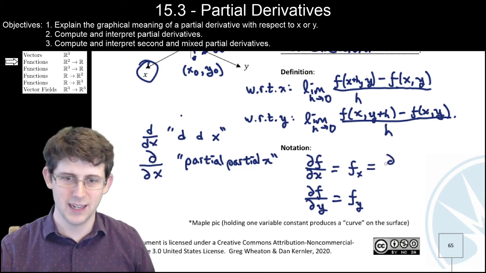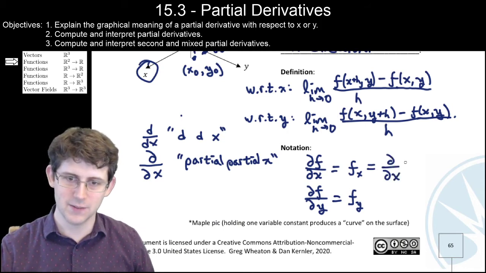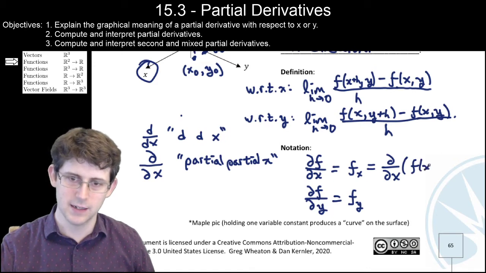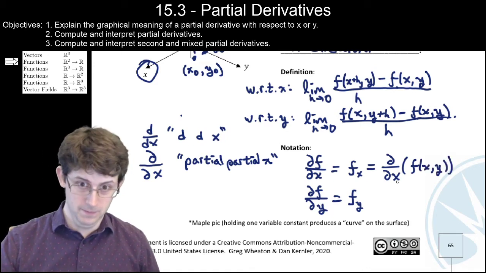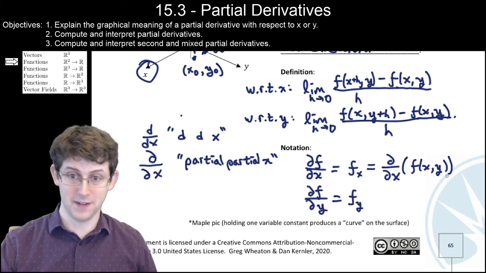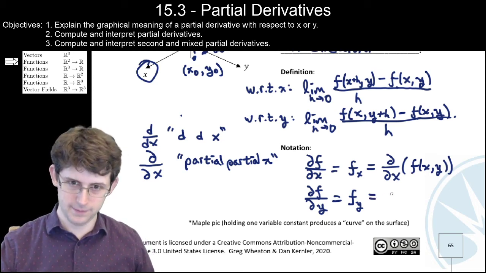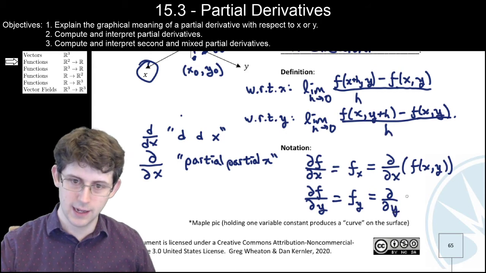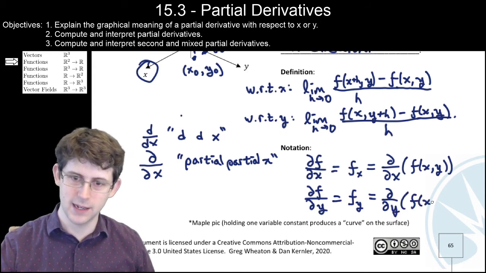I think the only other maybe slightly longer way to write it would be to write something like this, to be clear about what's going on with the function. This is partial x of f of x y. And here's partial y of f of x y.